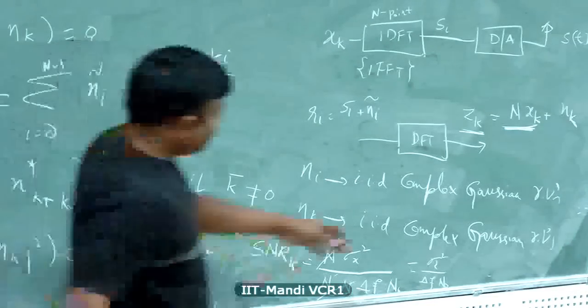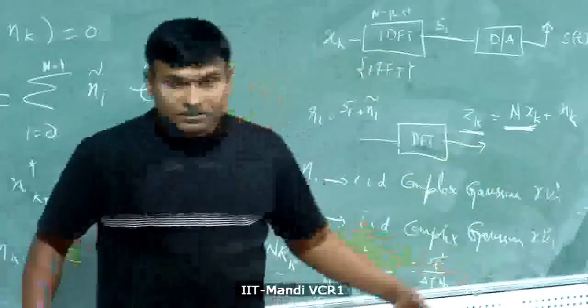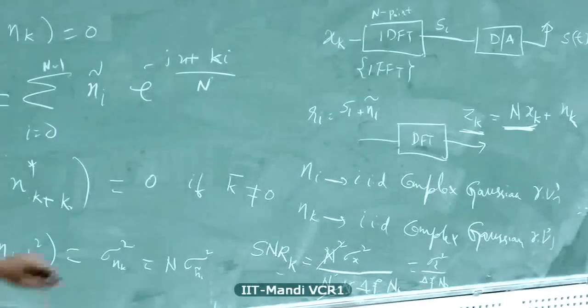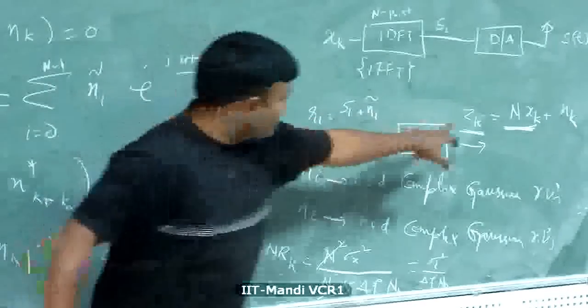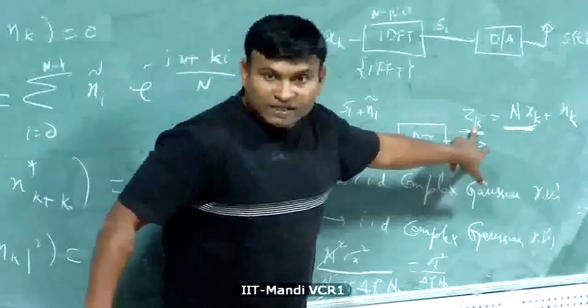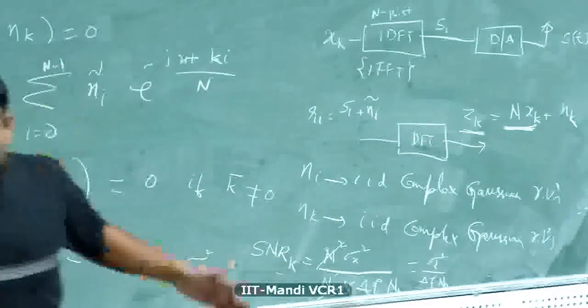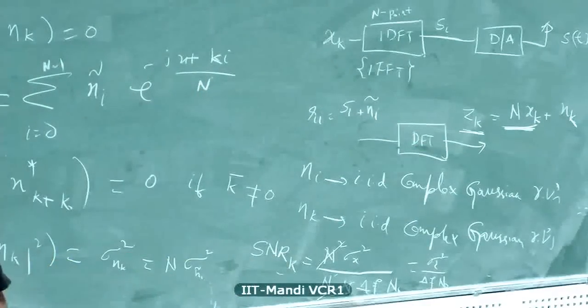So since n of k's are IID complex Gaussian random variables, it has an implication for the receiver. You can process each k independently, I mean, the signal associated with each k independently, because the noise samples are uncorrelated. So you don't have to collect a sequence of z of k's and process them jointly.